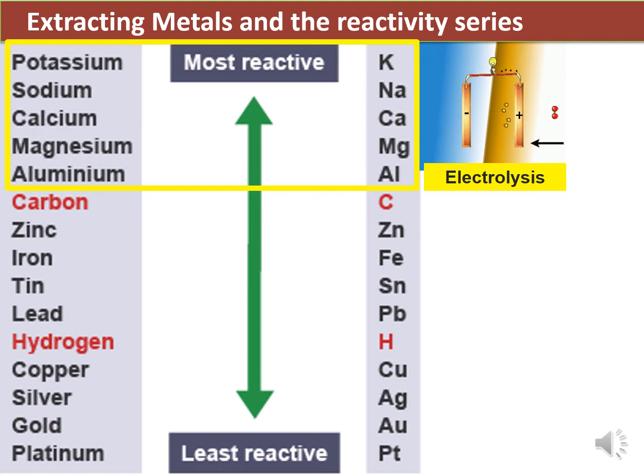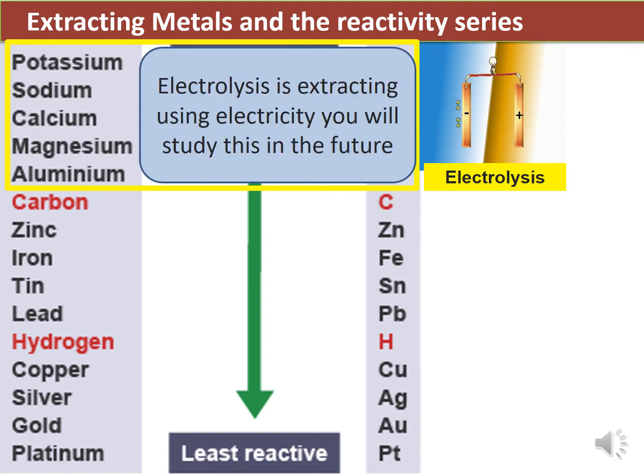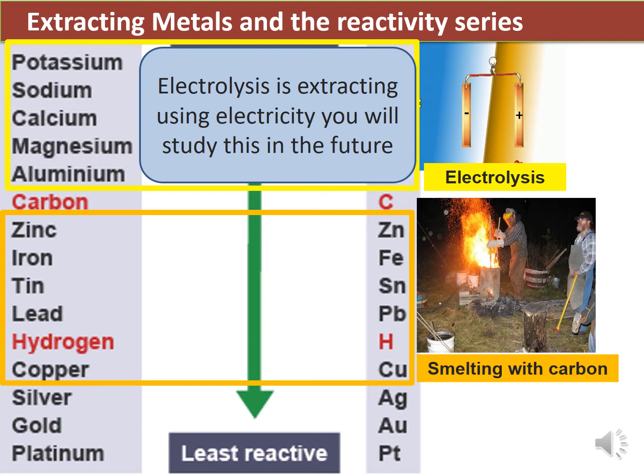Now, for the metals less reactive than carbon, instead of using electrolysis, we use a process called reduction, where carbon can be used to displace the metal from the metal compound. Reduction involves the loss of oxygen. So say, for example, we have copper oxide. The carbon can be used to displace the copper from oxygen, forming copper by itself and carbon dioxide.